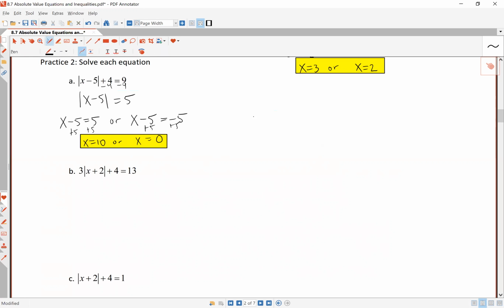This one's easy to see visually because the 2 numbers are 0 and 10, and halfway between those is 5. We just asked what numbers have a distance to 5 equal to 5. 5 to the right is 10. 5 to the left is 0.